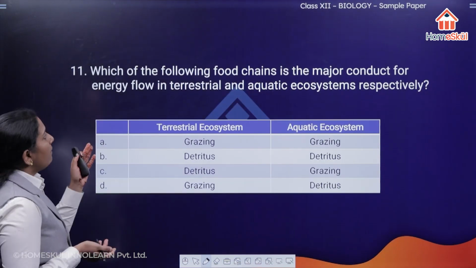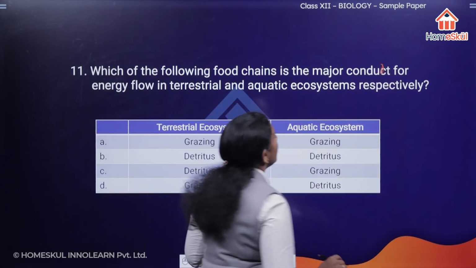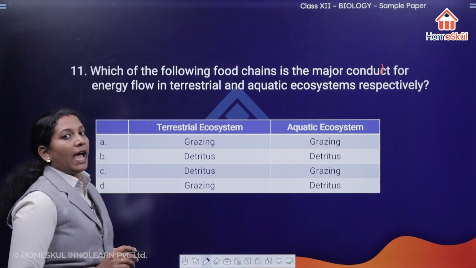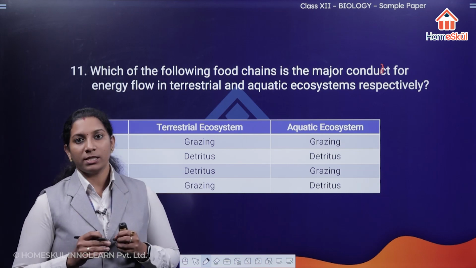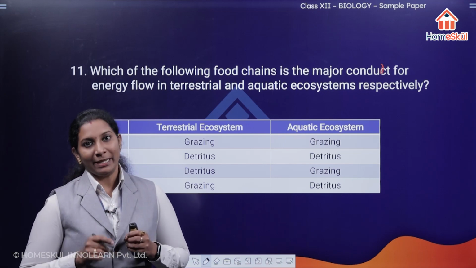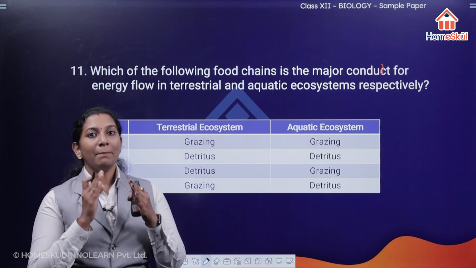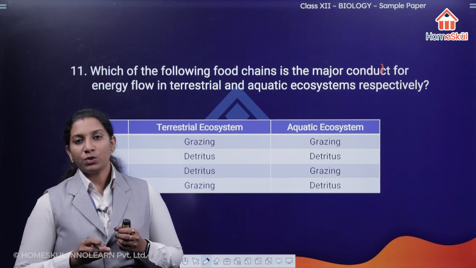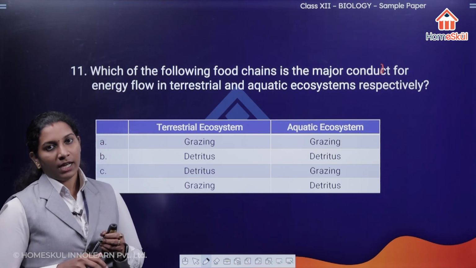Then, next question. Which of the following food chains is the major conduit for energy flow in terrestrial and aquatic ecosystems respectively? If you are studying about the ecosystem, in aquatic as well as terrestrial ecosystem, what is the thing that you have to keep in mind? In terrestrial ecosystem, in land ecosystem, the detritus food chain is the main conduit of energy flow. But in aquatic ecosystem, the grazing food chain is the main conduit of energy flow.